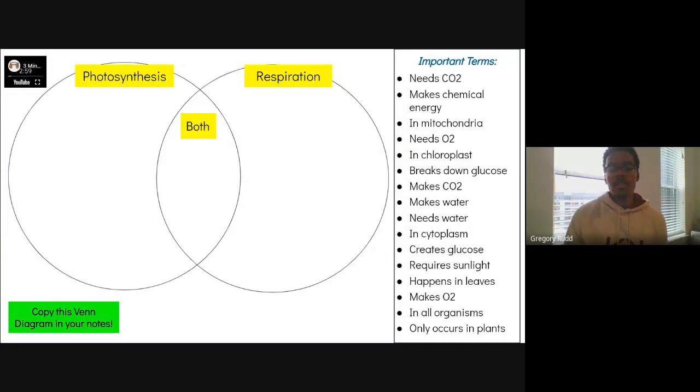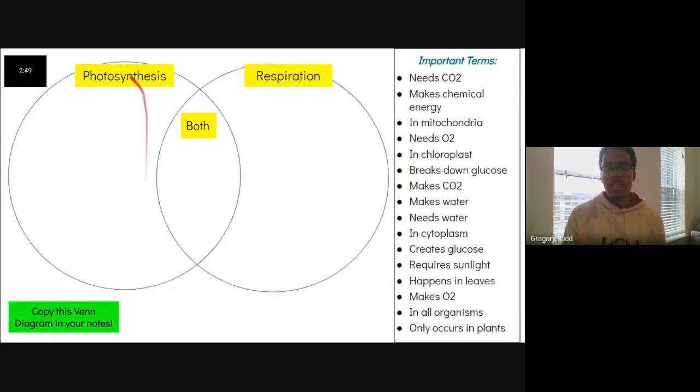Okay, so for the next 3 minutes, try your best to fill in this Venn diagram. You've got a word bank on the right side of your screen here with all these different terms. Try to categorize them in the right order so that you put them in either photosynthesis or respiration or both. You got about 3 minutes to do that.